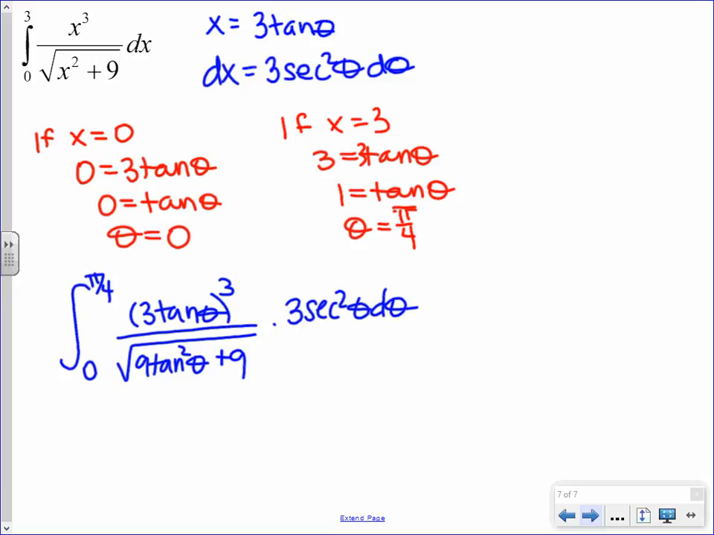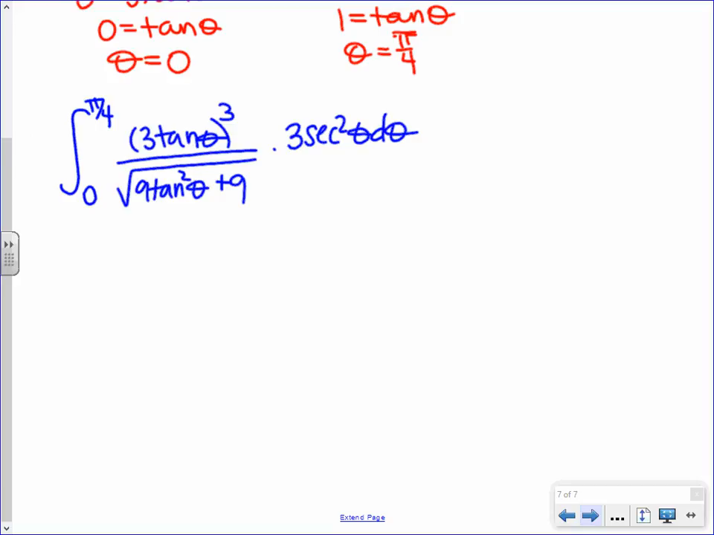Is everyone okay with the substitution that I just made? Excellent. So we know that we're going to be able to factor out a 9 from this. And what is tangent squared plus 1 the same as? Okay. So our denominator becomes 3 secant theta. Do you agree with that?